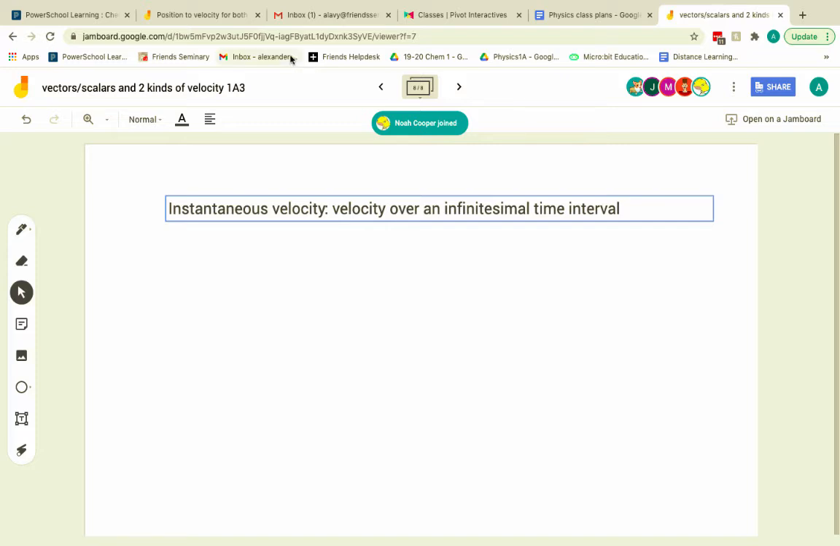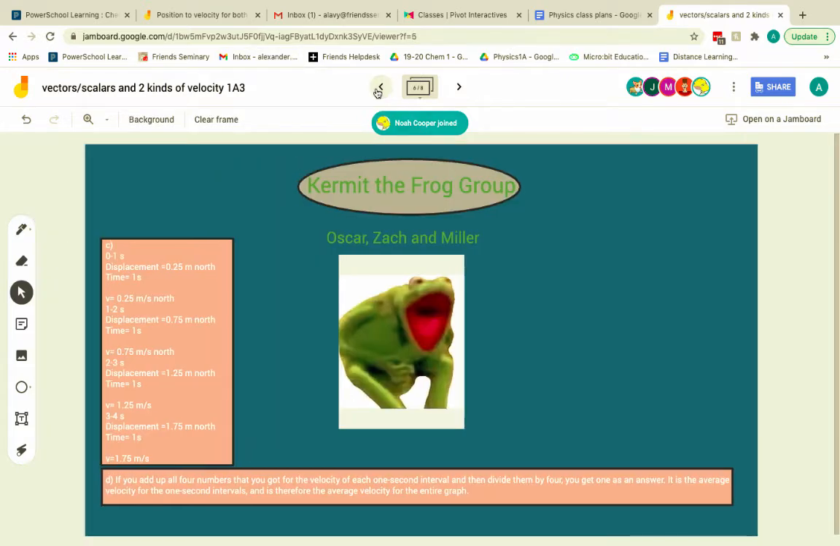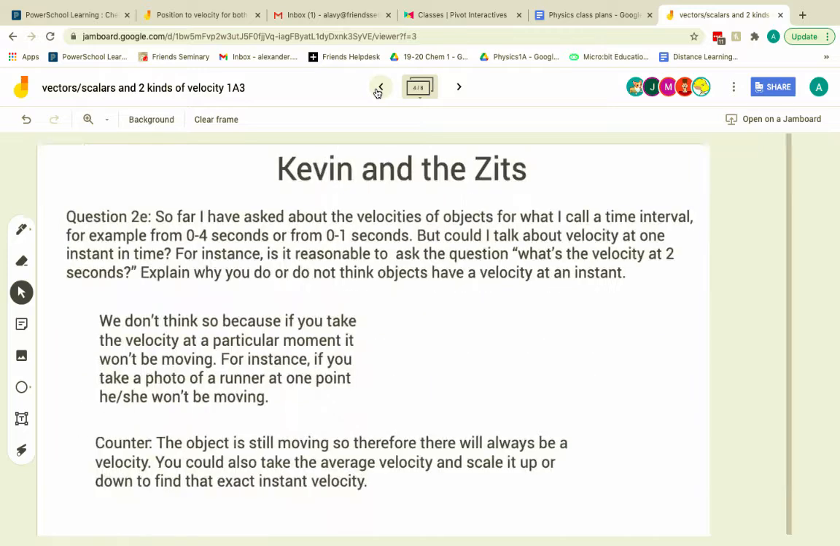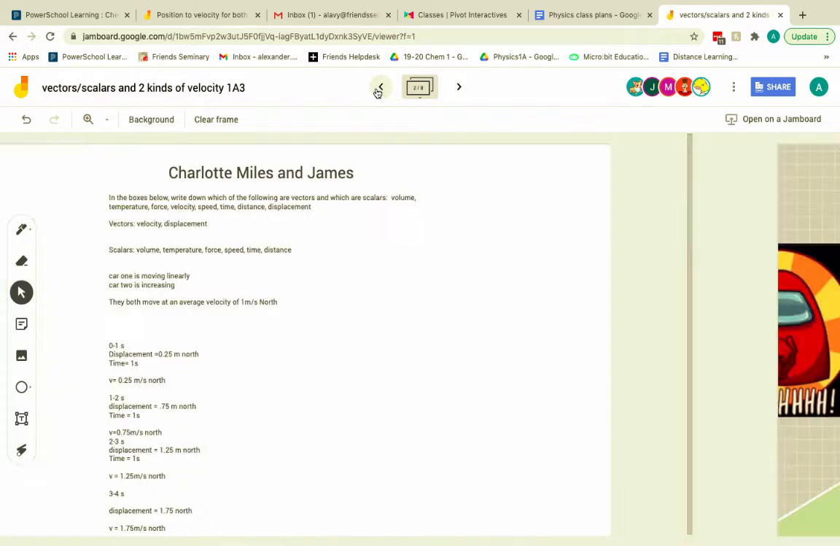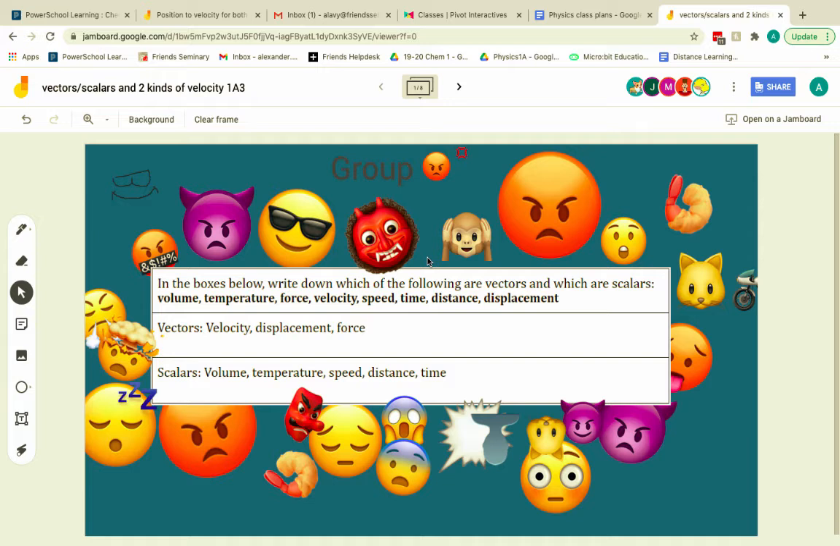I want to go over now a couple of answers to questions in the activity you worked on today. Let's start with vectors and scalars. This group is 100% right. Velocity, displacement, force are vectors because they must point in a direction.